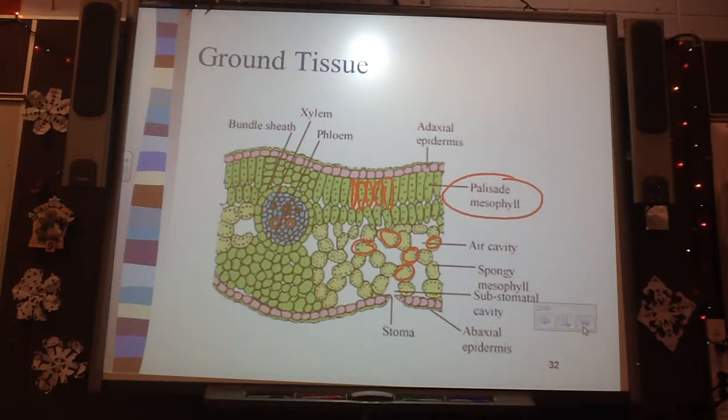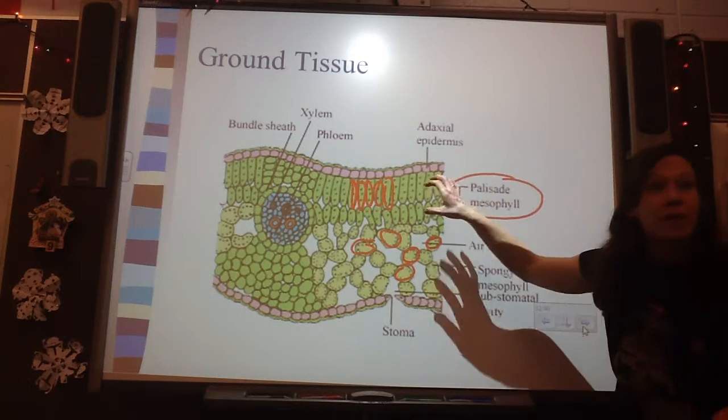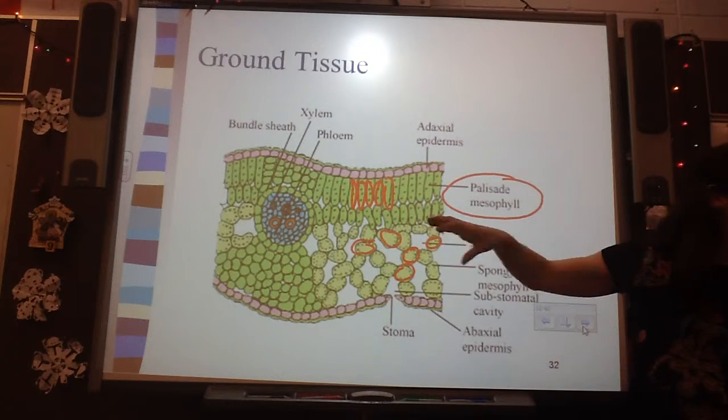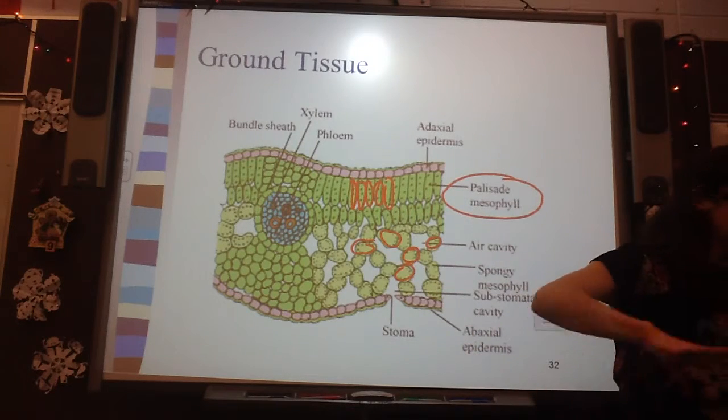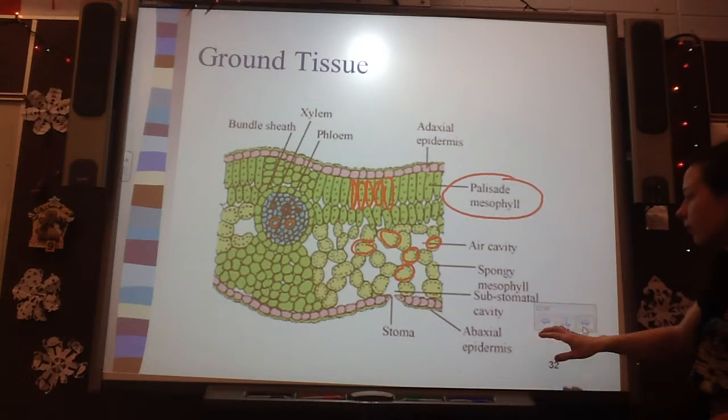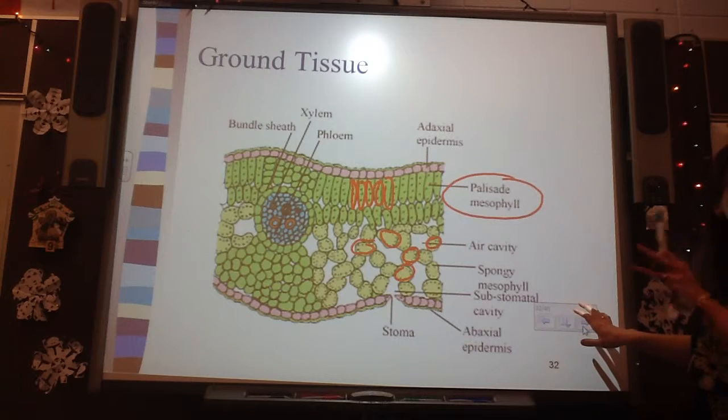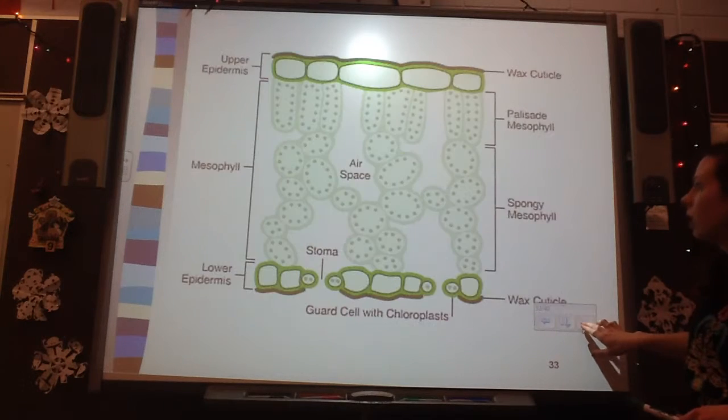And we have so much chlorophyll in the leaves because there are so many mesophyll cells in the leaves. Way more than there is in the stem. Way, way more. Okay? Because they're very special ground tissue ones.